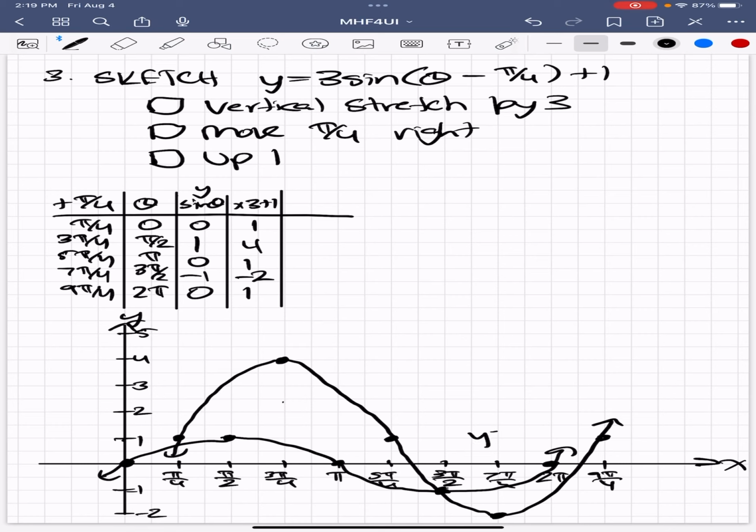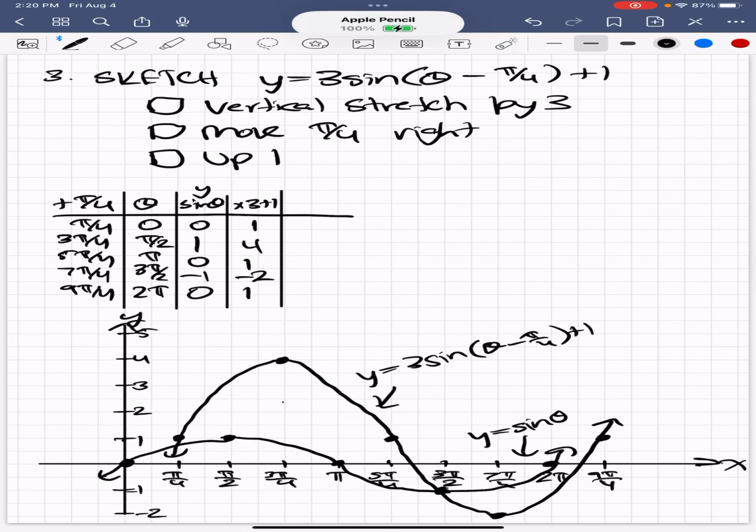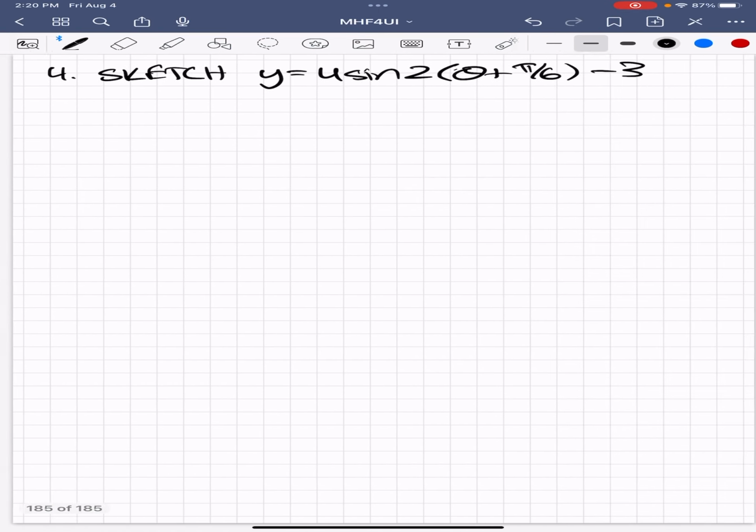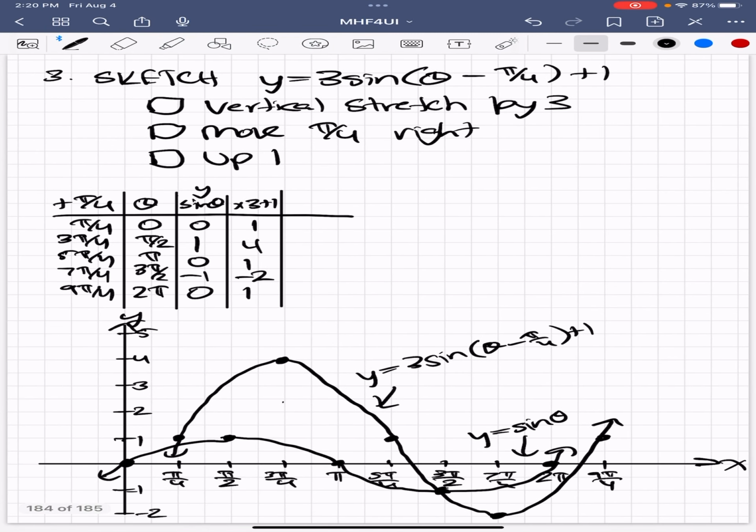Okay, and then we have y equals sine theta. And then we have y equals 3 sine theta minus pi over 4 plus 1. So you see how we have a regular function, sine theta, or a base function, if you will, and then we have all of our transformations layered into one function as well. Okay, moving on. Oh, I'll give you a minute to write that down or catch up. You can pause the video, and I'll get a drink of water.